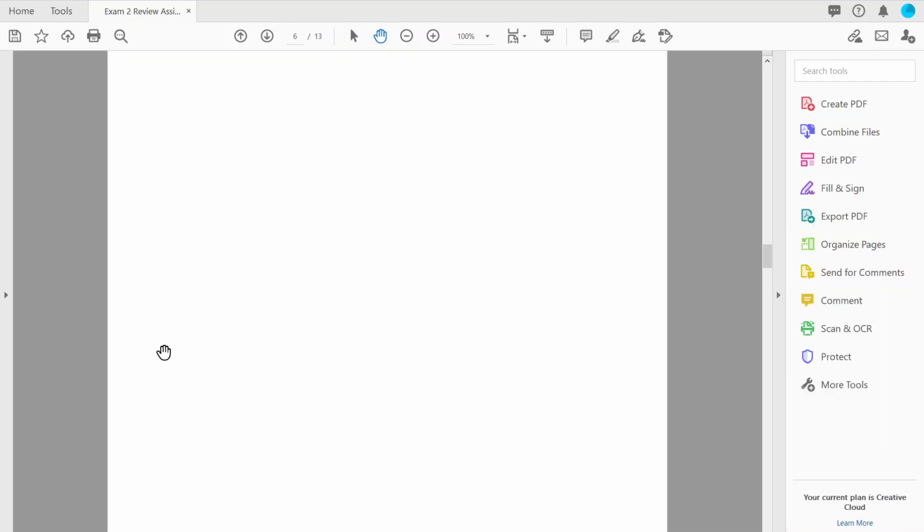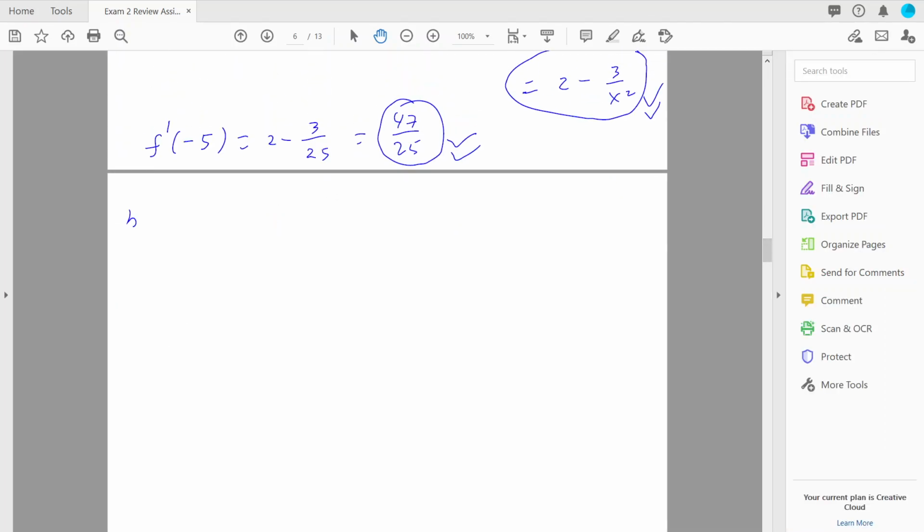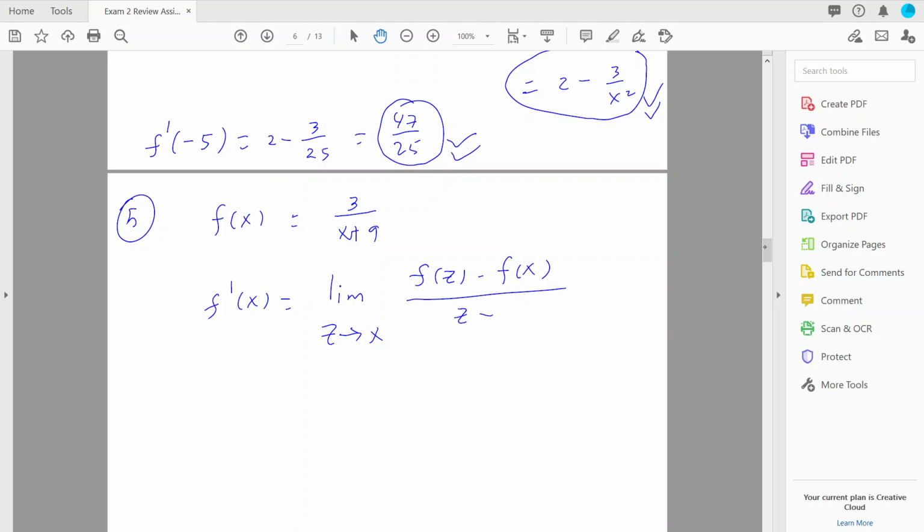So problem 5, the function is... let me go back and look at the function. The function is 3 over x plus 9, and the derivative can be found by using this formula, f of z minus f of x over z minus x.